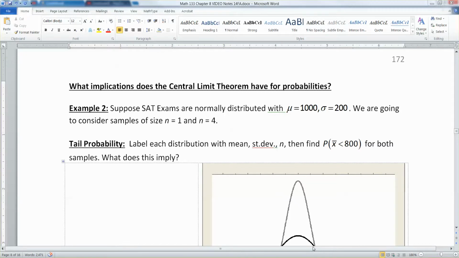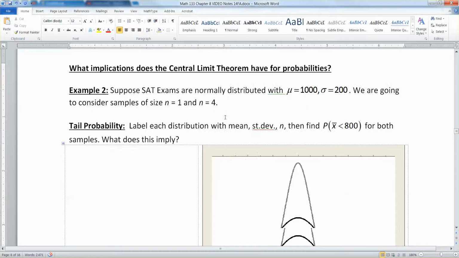Using the central limit theorem, we figured out how to ensure that our shapes are normal, more or less. So let's use that idea and now start thinking about what that's going to mean for probabilities. Because we already know how to find the probabilities under a normal distribution using the ideas that we learned in Chapter 7. So how is that going to be affected when we start talking about sample means versus individual values? So let's look at this example.